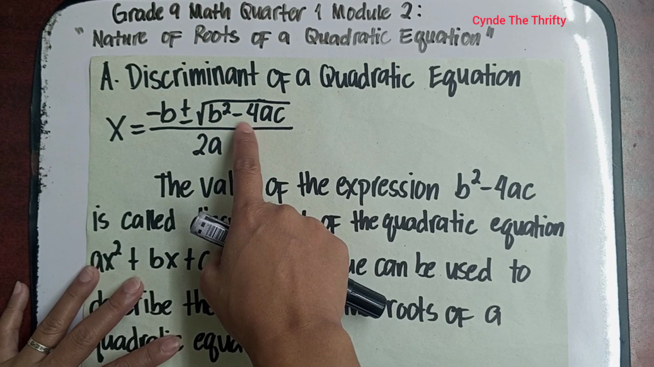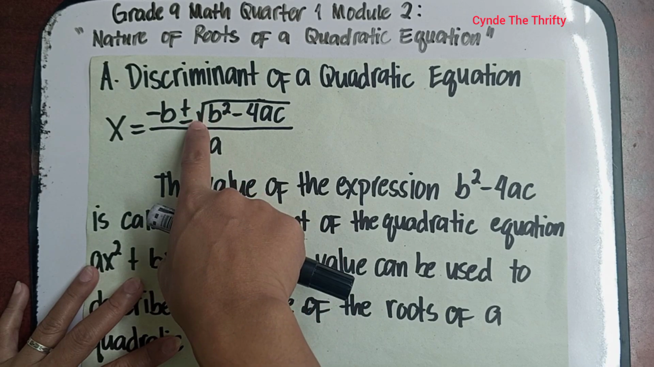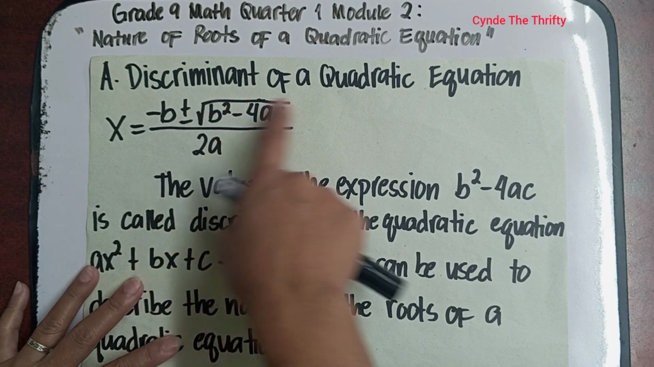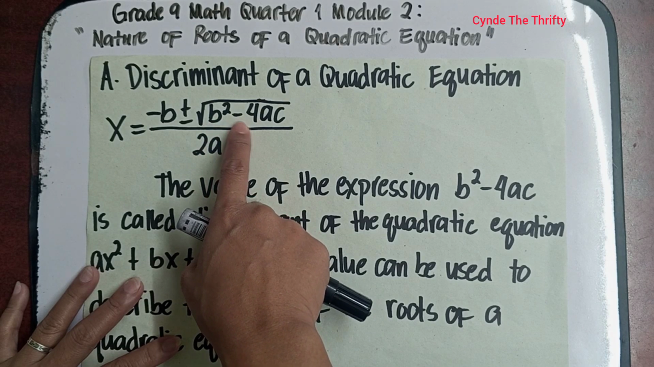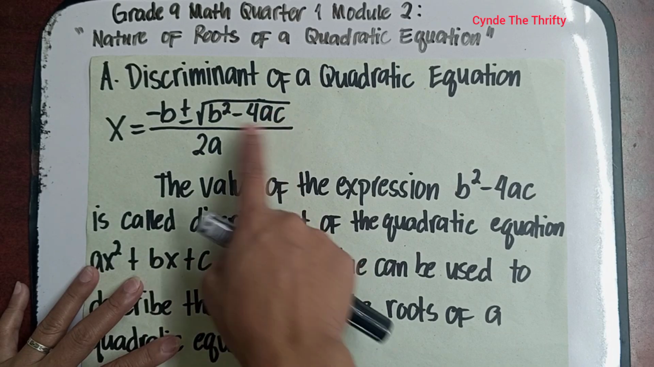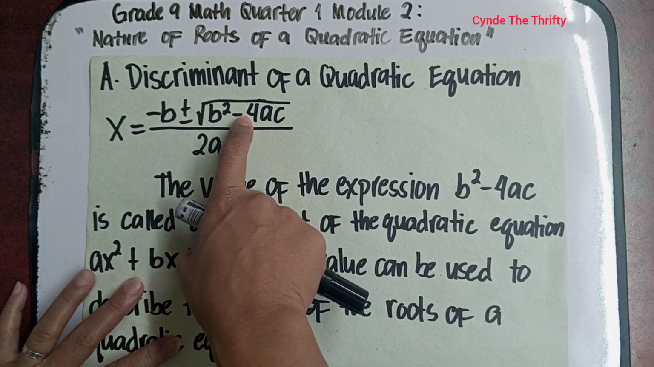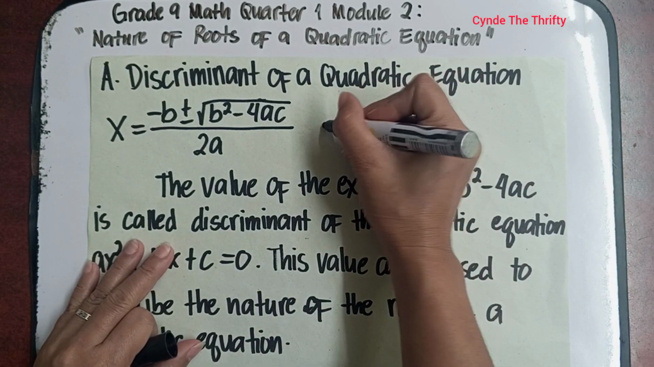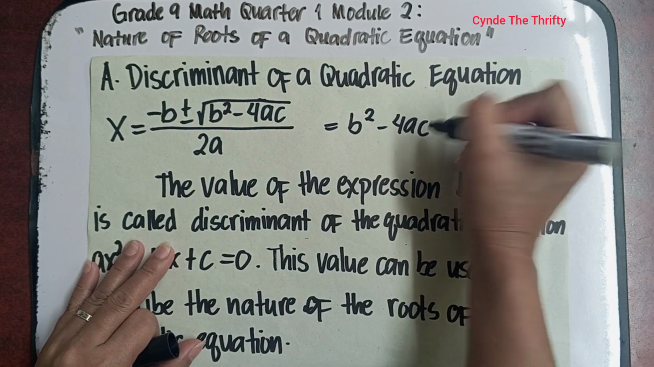Now, itong expression na nasa loob ng radical sign, itong b squared minus 4ac, plays an important role in calculation of the roots. So, ito yung discriminant natin, itong nasa loob ng radical sign. Okay, so that is b squared minus 4ac.